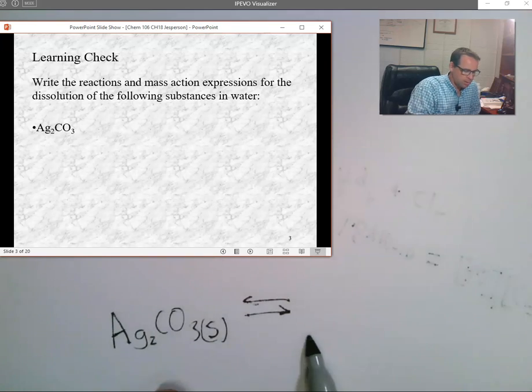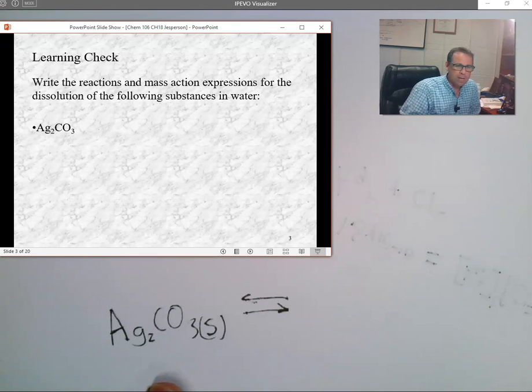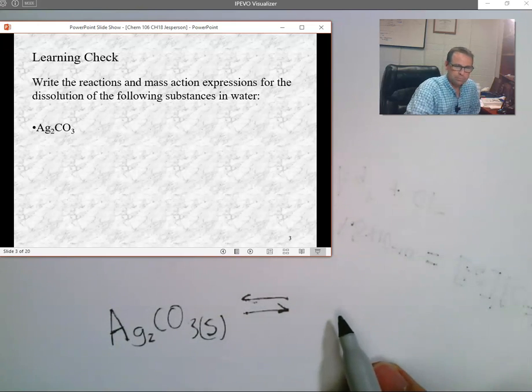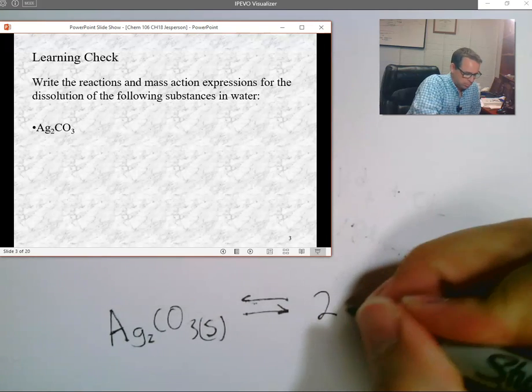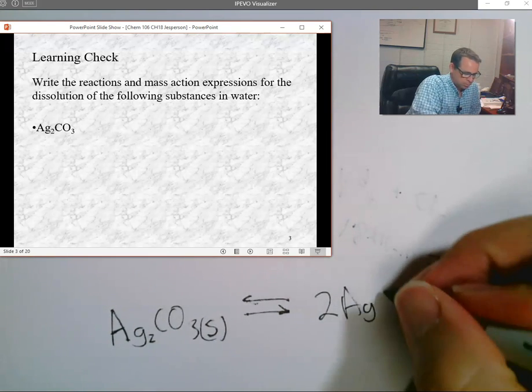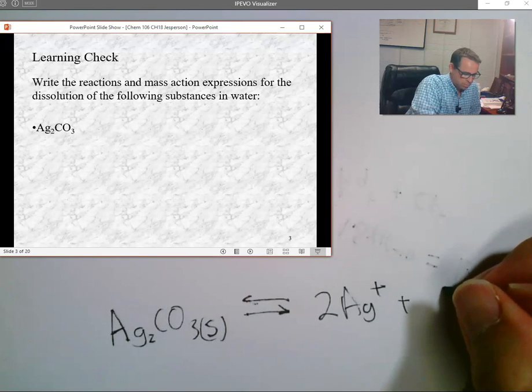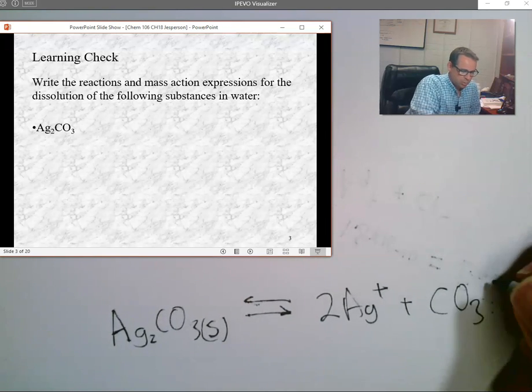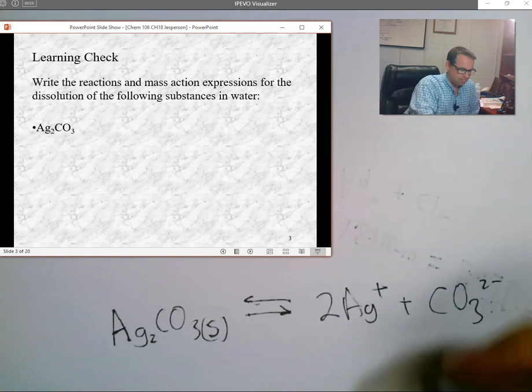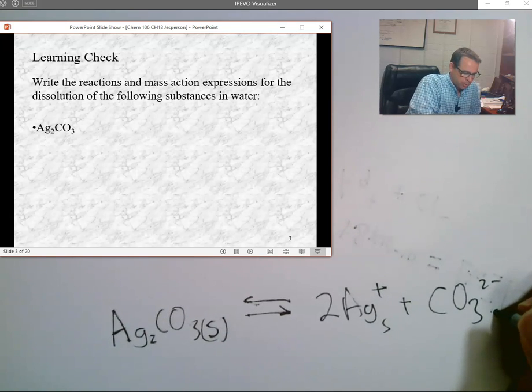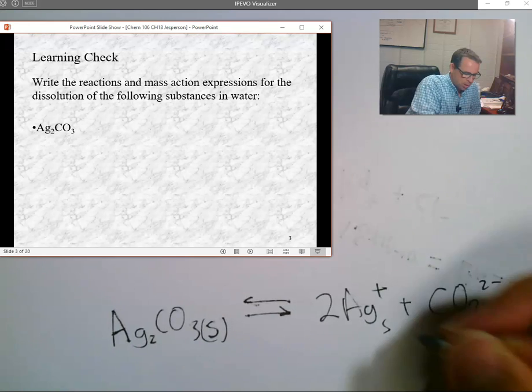Okay, so let's see, Sarah. Can you help me write the products for this reaction if we're going to show this thing being ionized? Right, so I think it would be 2Ag plus CO3, CO3 with a 2 minus charge, right? And these are aqueous here.